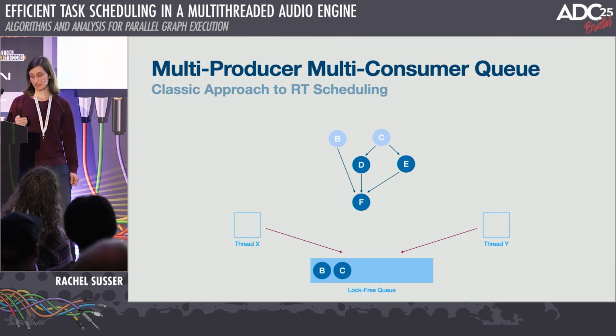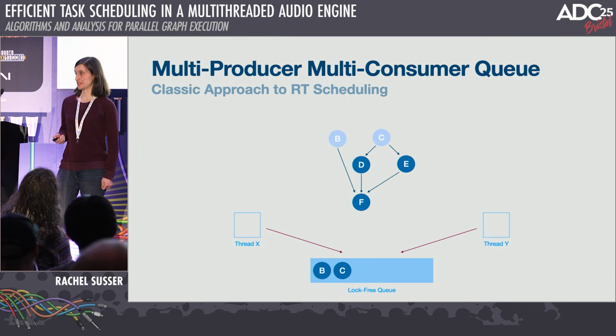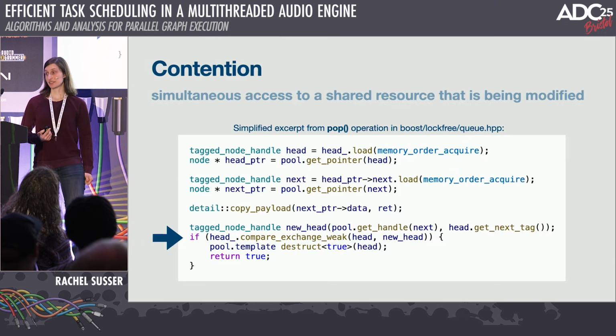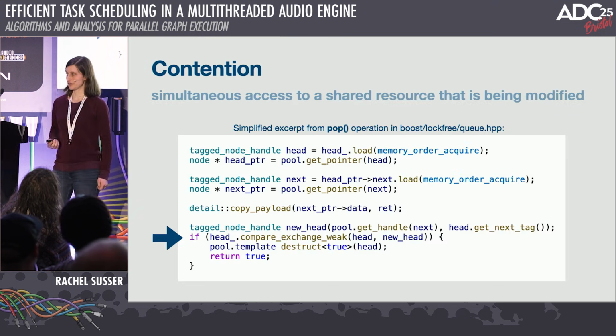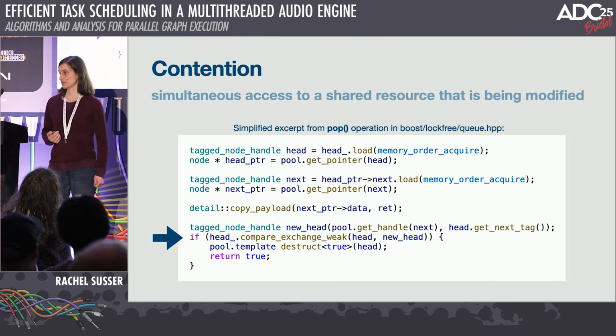Unfortunately, that can result in contention if both threads are trying to pop at exactly the same time. Contention is simultaneous access to a shared resource that is being modified, and it can result in poor performance since only one of the contending threads can make progress at any point.